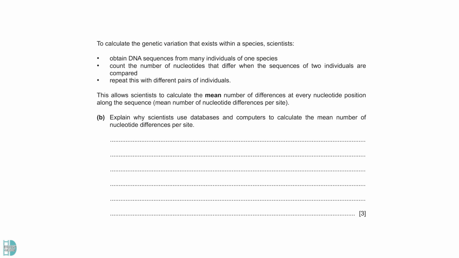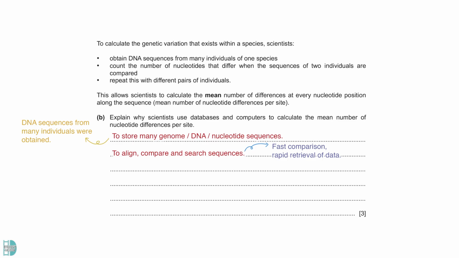B. Explain why scientists use databases and computers to calculate the mean number of nucleotide differences per site. The study involved obtaining DNA sequences from many individuals. A significant amount of data will be involved. Databases allow the storage of many DNA or nucleotide sequences from all the samples. We can also use software to align and compare these sequences. This will be faster compared to manual comparison. When we want to retrieve a specific sequence, we can easily search for it in the database. Additionally, it is possible to process, analyze, sort, and perform calculations on large quantities of data. Without computers, we would be unable to handle such enormous amounts of data.